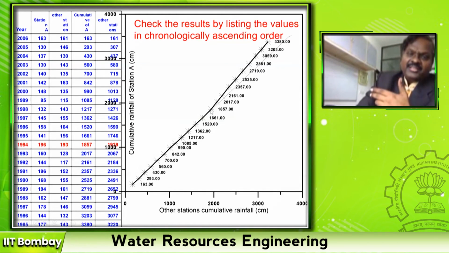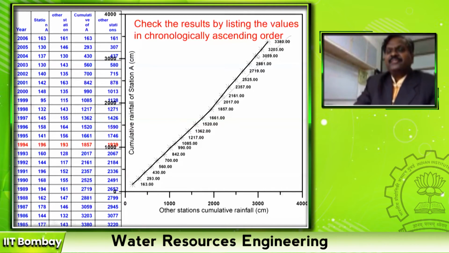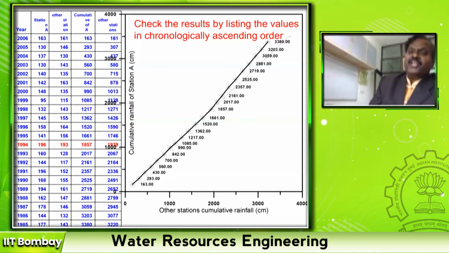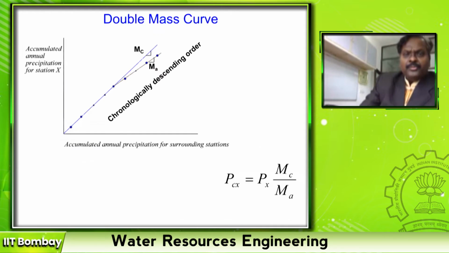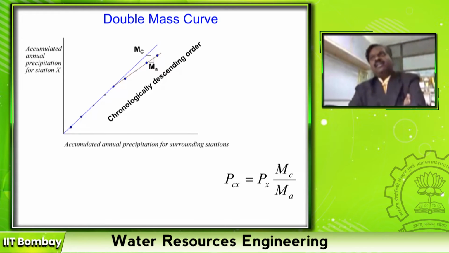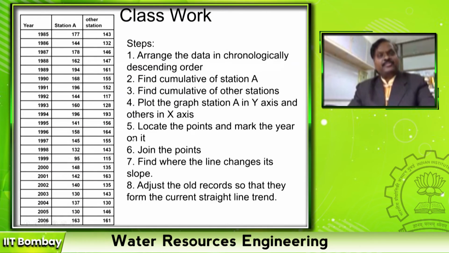Then instead of adjusting the current data, you adjust the past data so that it is consistent with the current data. Suppose I want to bring this slope line to this line: multiply each and every value by the ratio of their slopes. That is what we do in this curve. This is how we use the double mass curve method to check the consistency of annual rainfall. I think this is a very wonderful method and it is still in use.